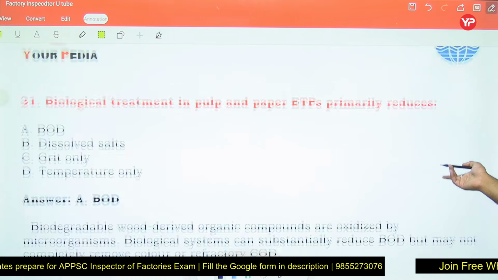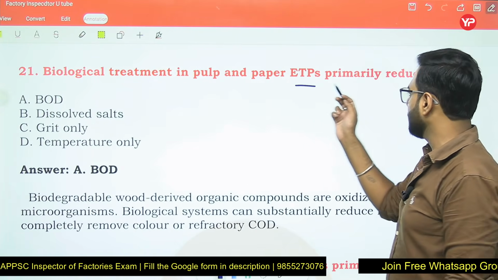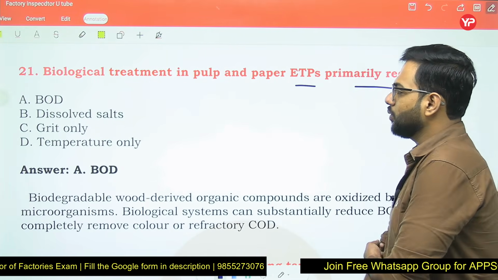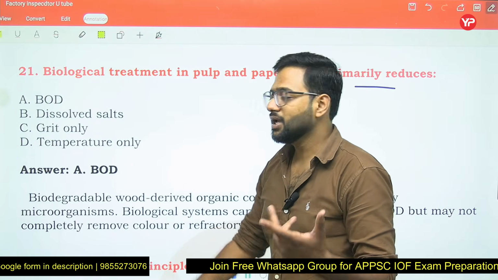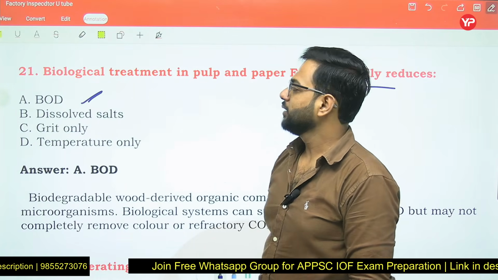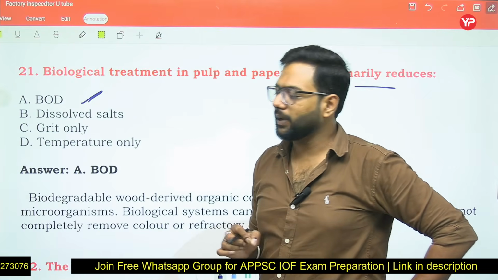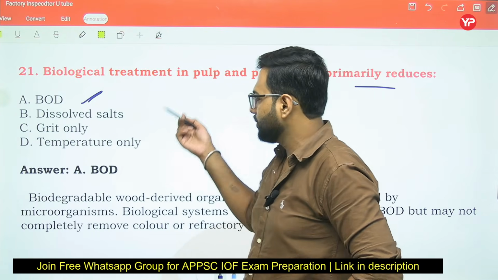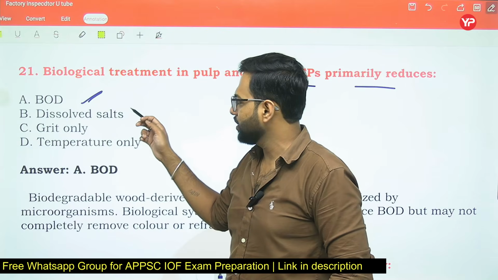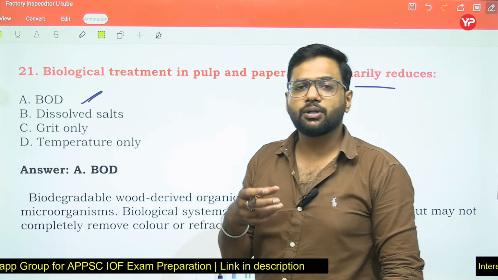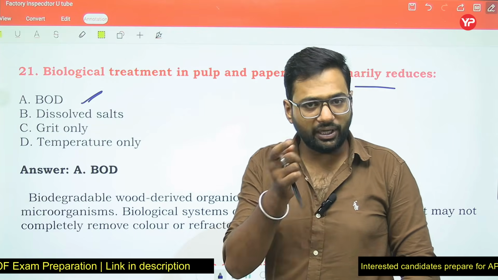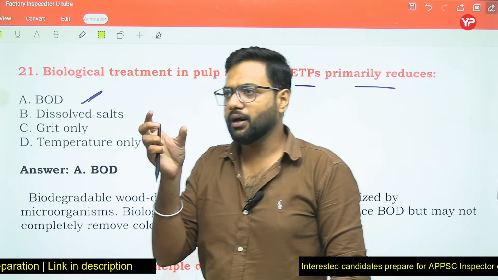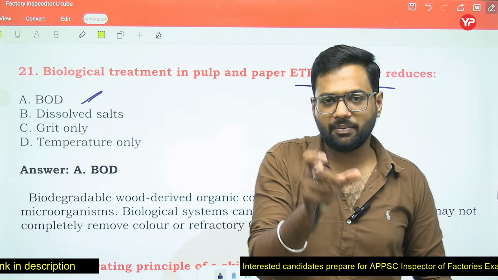Now, biological treatment in paper and pulp effluent treatment plants primarily reduces the organic substances, so it primarily removes the BOD. Dissolved salts are removed by tertiary treatment. If the question asks about tertiary treatment, then the answer can be dissolved salts. If the question asks about preliminary treatment, in the preliminary treatment we remove the grit, not grit only. In the preliminary treatment, the screening process is there, and we use a grit chamber.